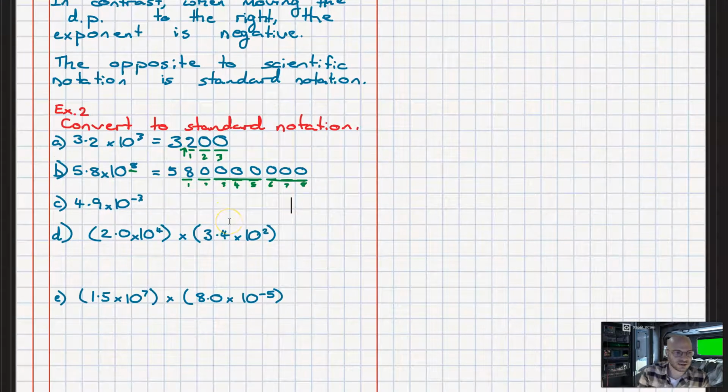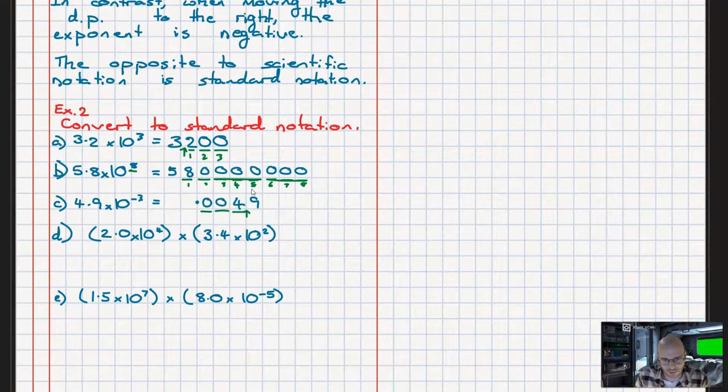Alright, now C. We've got 4.9 times 10 to the 3, 10 to the negative 3, I should say. So once again, we're going to convert it using a similar method, but because our decimal place is going to be moving to the left because we're dealing with a negative exponent here, I'm going to leave a little space in front. So I'll write 4, 9 like so. And our decimal place was originally over here, but it's going to move 1, 2, 3 spaces to the left. So our decimal place will show up here.